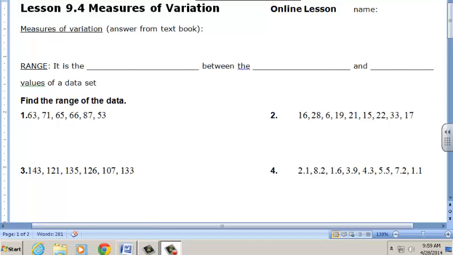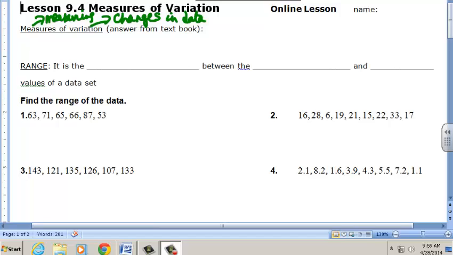This is lesson 9.4, Measures of Variation, chapter 9. Now, what does measures of variation mean? It is nothing but measuring the changes in the data. That's all it is. Measures means measuring. Variation means change. So, it is measuring the changes in the given data. And that's what we are going to figure out now.